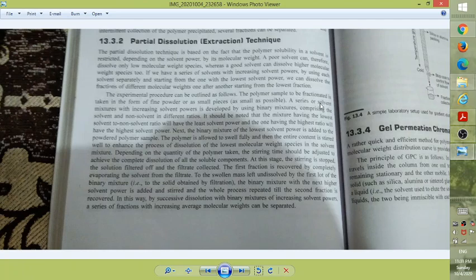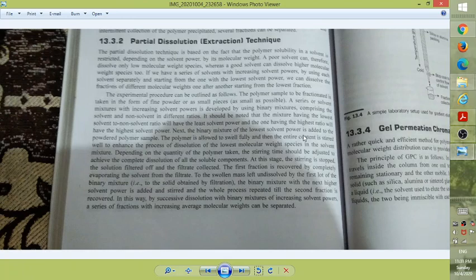So a series of solvent mixtures with increasing solvent power is developed by using binary mixtures comprising the solvent and non-solvent in different ratios. It should be noted that the mixture having the lowest solvent to non-solvent ratio will have the least solvent power, and the one having the highest ratio will have the highest solvent power.